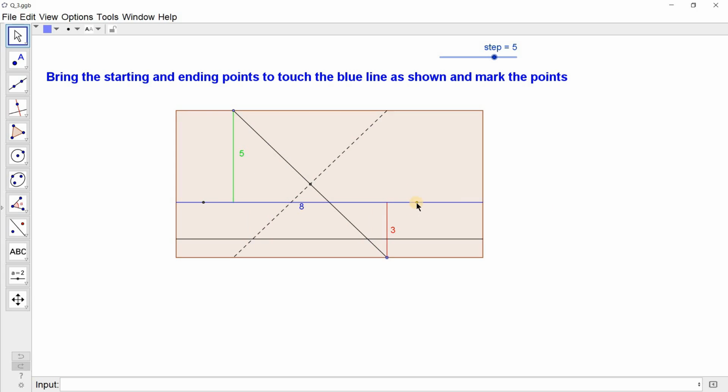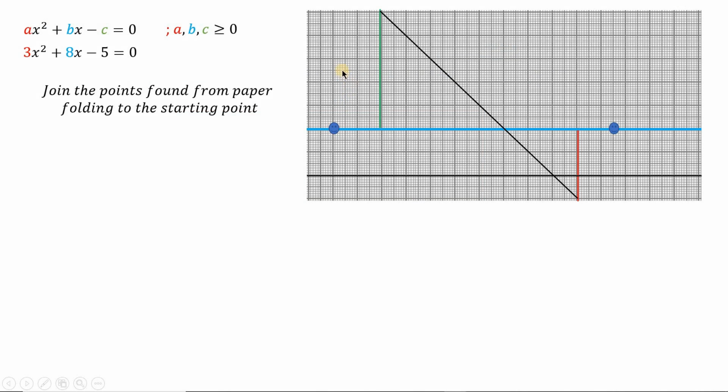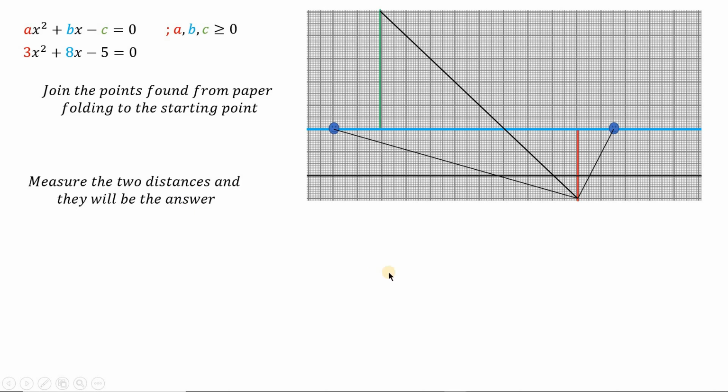So we will get these 2 points as a result. I have used more precise graph paper so that it will be easier to measure the length. Now we join the points found from paper folding to the starting point. Since this is the starting point, we join the lines like this. Then we measure the 2 distances, and this will be the answer.